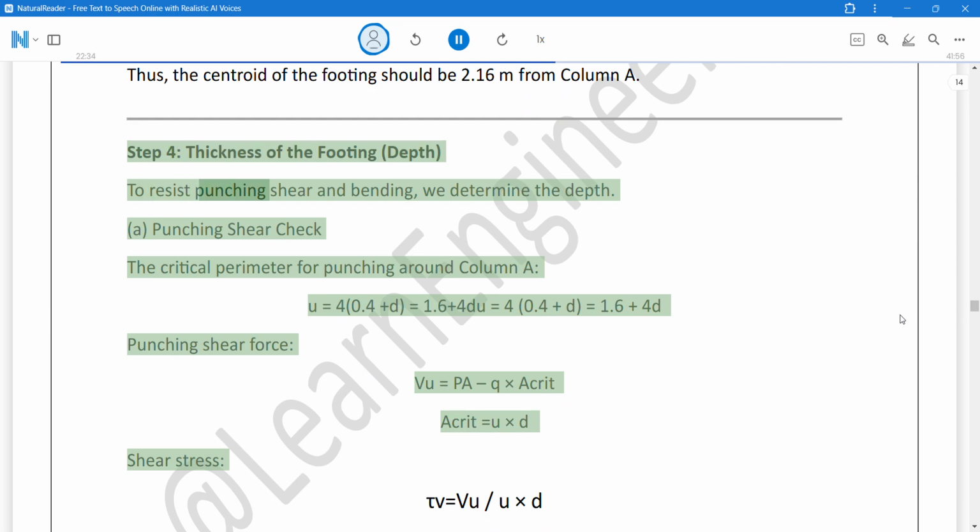Step 4. Thickness of the footing to resist punching, shear and bending. We determine the depth.